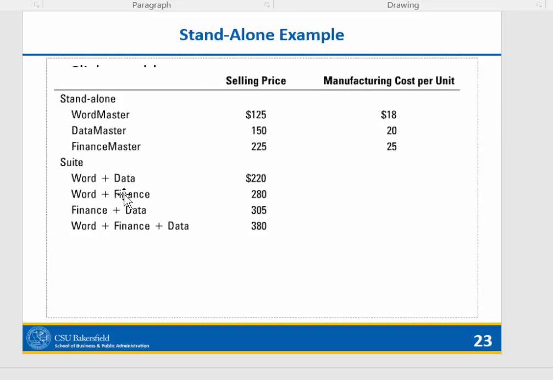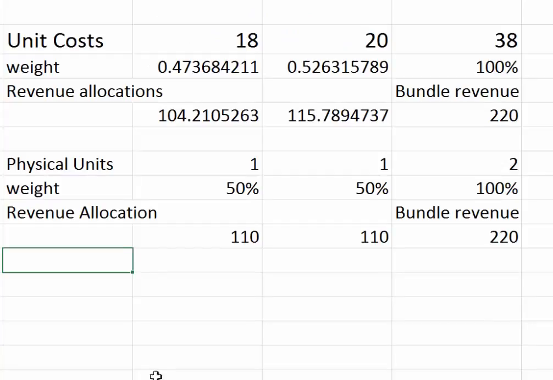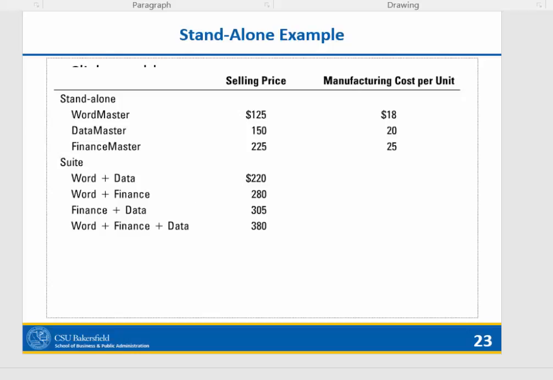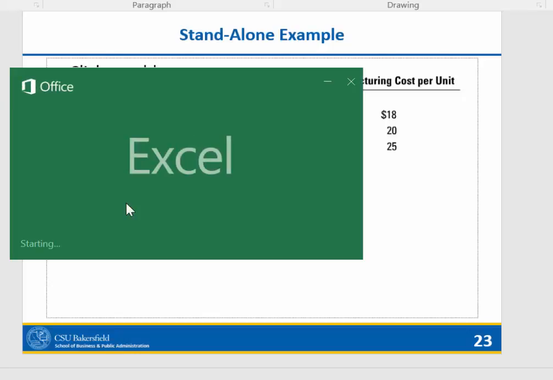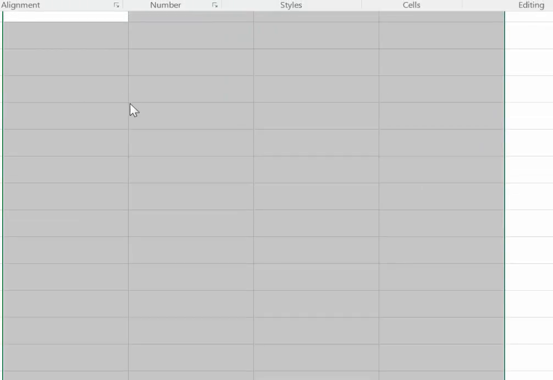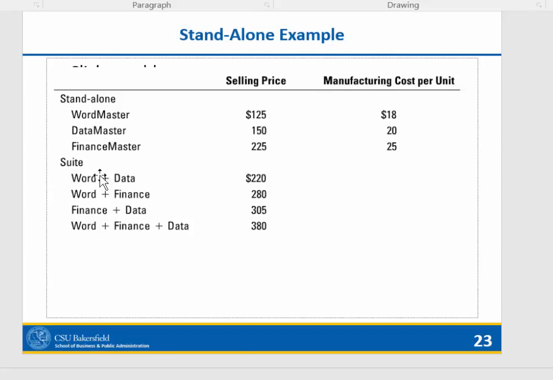I'm going to pick Word plus Finance because we have done the Word plus Data. So let me reopen this Excel file. So what's happening here is the following. Let's take a look at Word plus Finance.